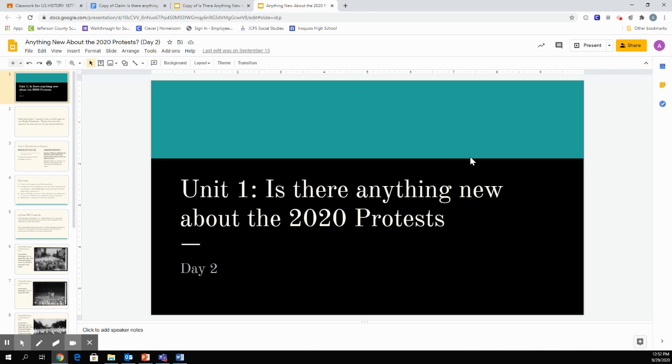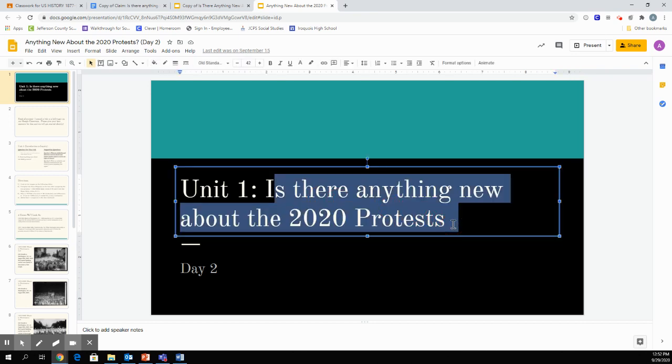Because there's been a lot of talk and protest around the idea of getting equal rights for people, and sometimes about taking away rights from people. And so what we're going to look at, again, the whole unit is focused around this question: is there anything new about the 2020 protests? And so keep that in mind for everything you're doing.